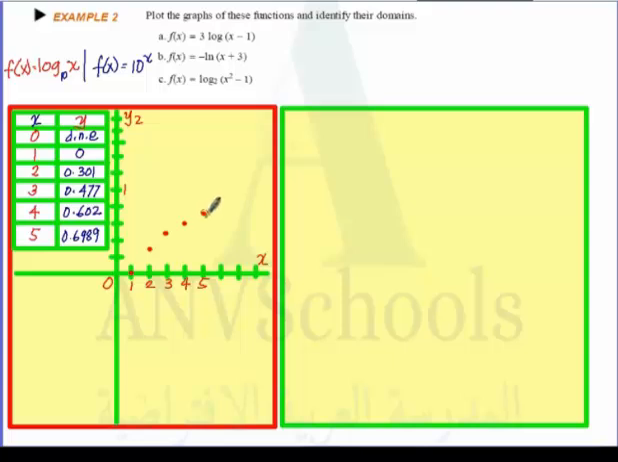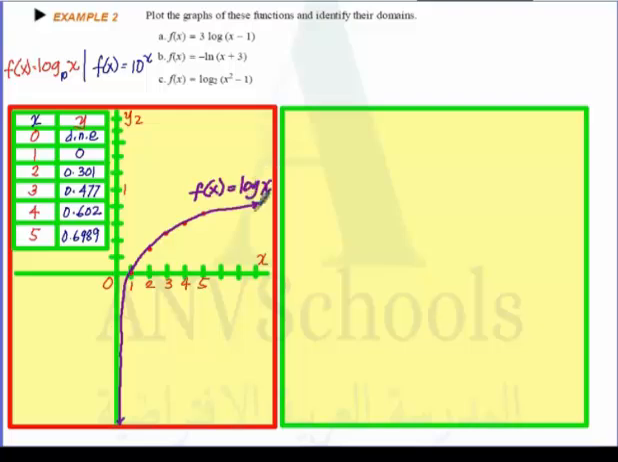Okay, now tracing the points there, we can now create a curve defining our log of x. So this will be our log of x. So it should be like that. And this one will be like that. It won't touch the x-axis. So that is our parent function. So f of x is log of x. Okay?